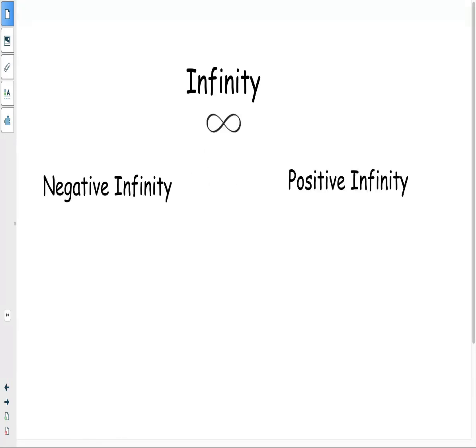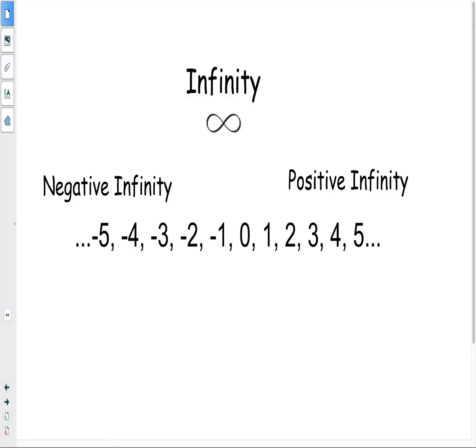In order to understand the domain and range of graphs, we need to understand the concept of infinity. You might be familiar with infinity. To infinity and beyond. And knowing that infinity goes on forever and ever and ever. But you might not have thought about the fact that there's actually both a negative and a positive infinity.